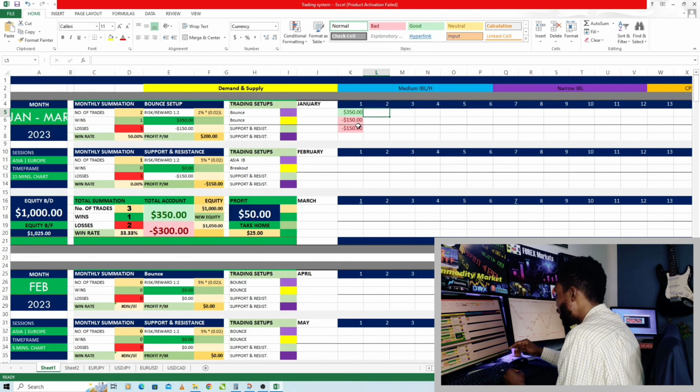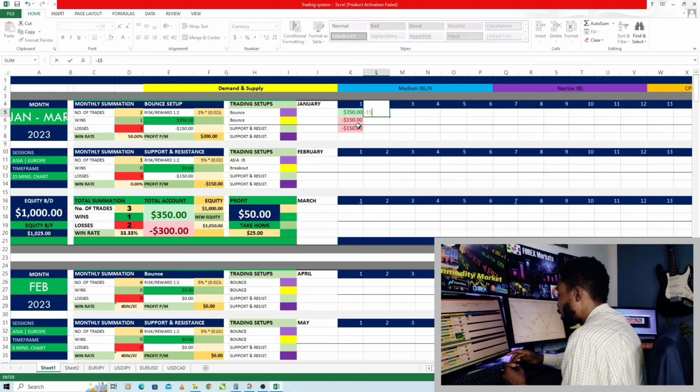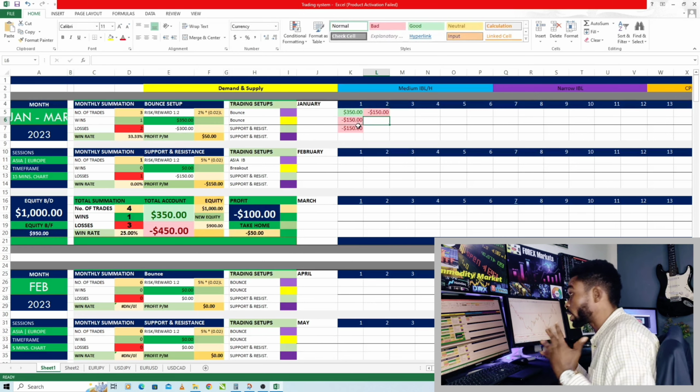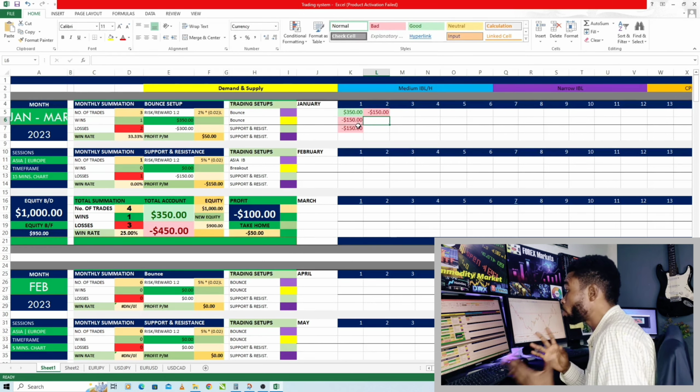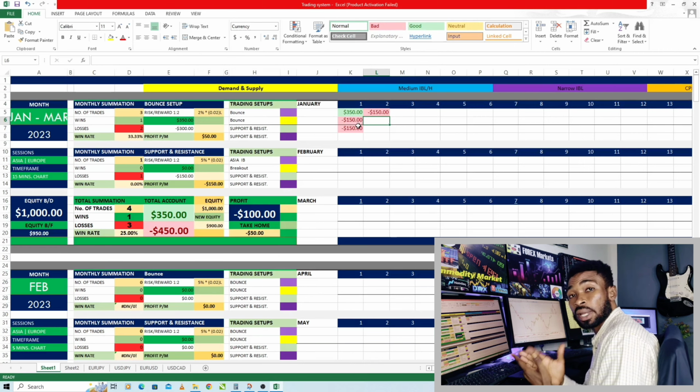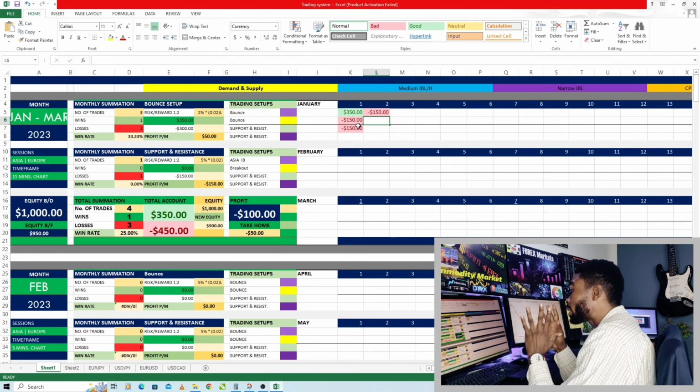So let's say the next day you got another losing trade. You'll be shaking. Oh, what is happening? Three losing trades consecutively in a row. I'm going to lose my account, guys. If you don't stick to your plan and you mess up, you are going to mess up the whole process.